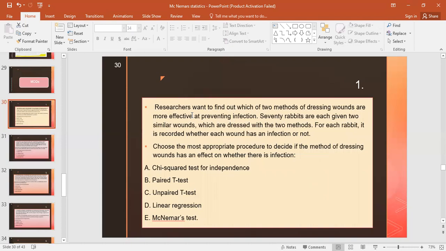Choose the most appropriate procedure to decide if the method of dressing has an effect on whether there is infection. Chi-square test for independence, paired t-test, unpaired t-test, linear regression, or a McNemar test. E is the right answer, McNemar test.